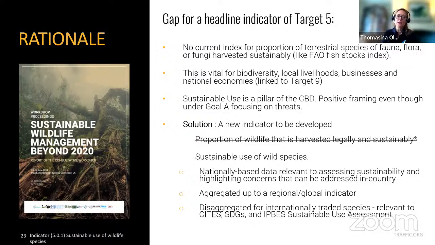And we feel that although this is positively framed rather than in relation to the threats, it reflects the current draft wording, recognises that sustainable use is one of the 3 pillars of CBD, and it also links to the importance and value of use to people, which is often under-recognised and has that clear link to Target 9.